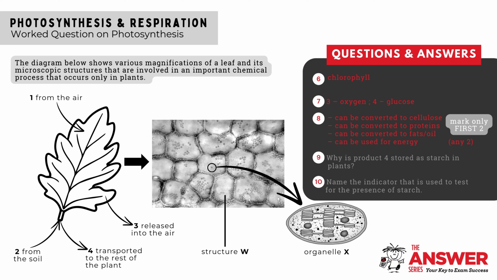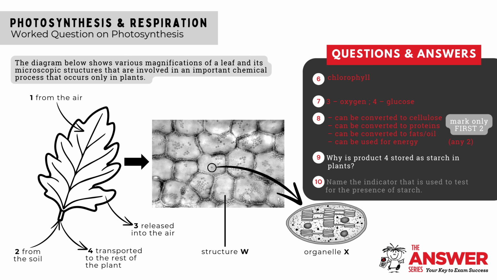Also note that because the question specifically asks for 2 things that can happen to the product, only the first 2 answers will be marked in an exam question. If you look at the memo, it says that you can provide any 2 of these things that could happen to glucose, but very importantly, the marker will only give you marks for the first 2 that you have listed. So make sure that your first 2 answers are the ones you are most certain of.